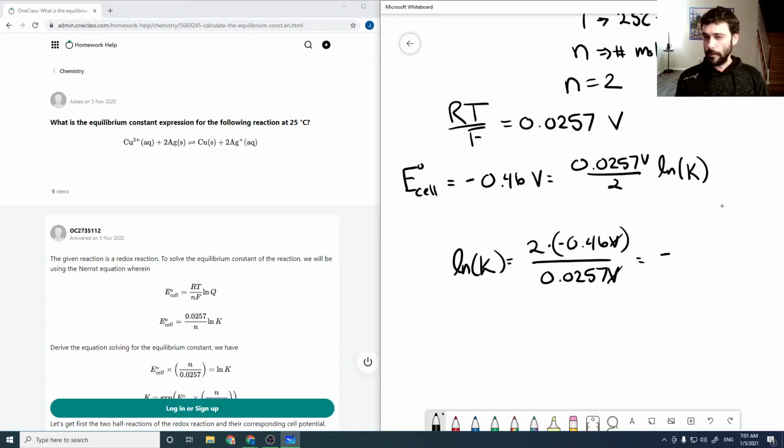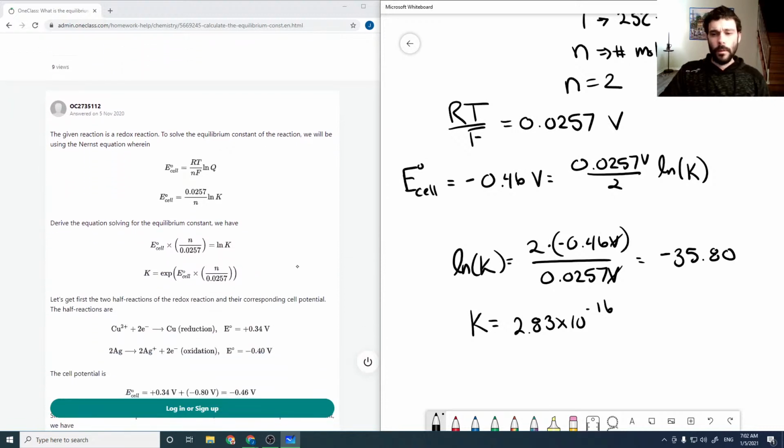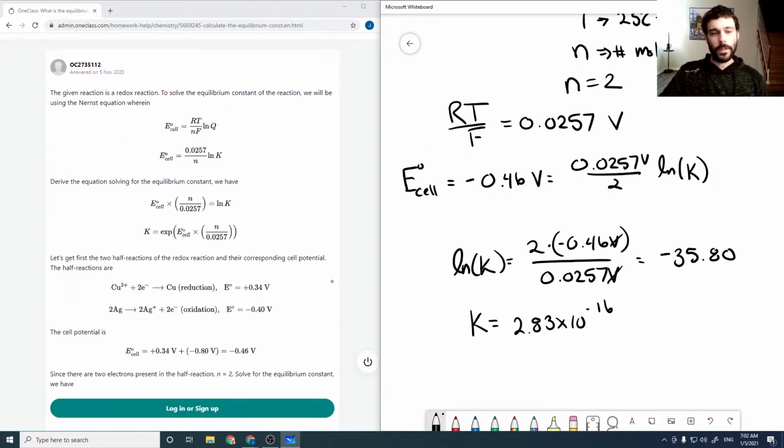And so this is negative 35.80, or our K is 2.83 times 10 to the minus 16. So again, our K is showing us that the reaction doesn't flow this way. So that makes sense, because our K is much, much less than 1, that means it favors the reactant side.